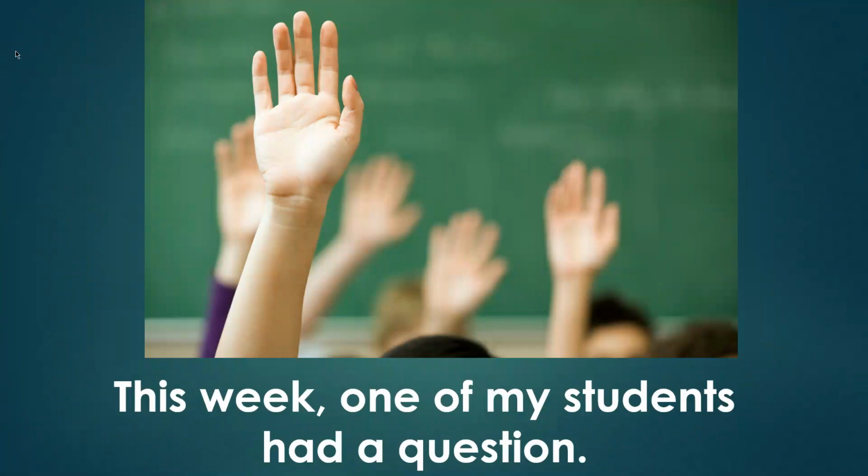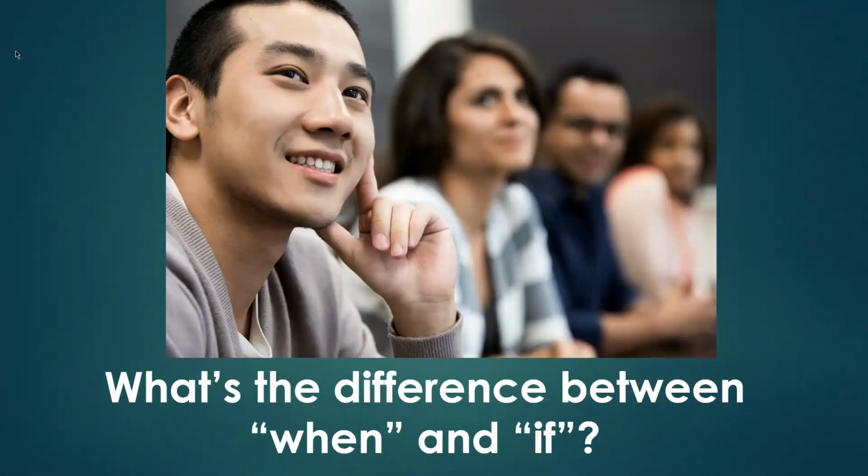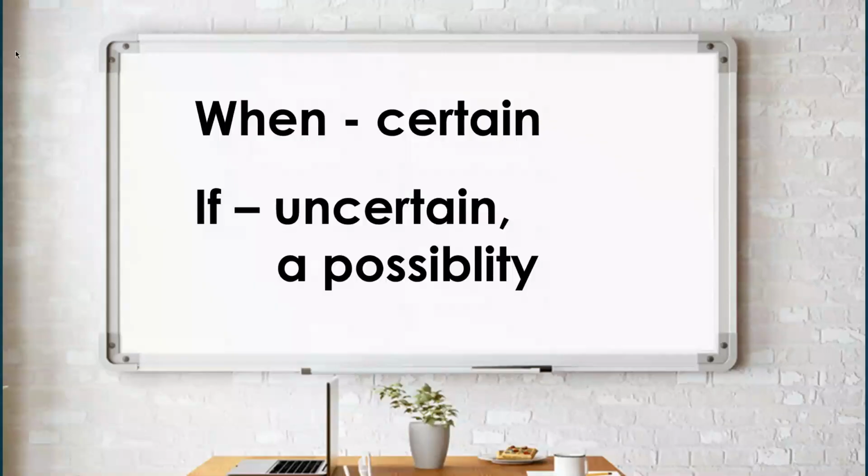This week, one of my students had a question. She asked, what's the difference between when and if in the English language? When is used in cases where we are certain about something. It is definite. If is used in cases where we are uncertain. Things are still just a possibility.